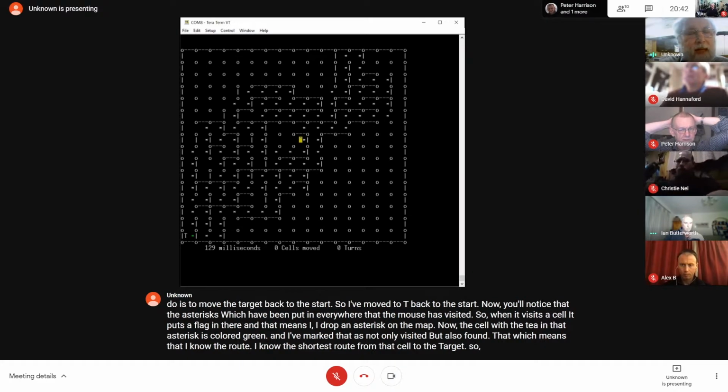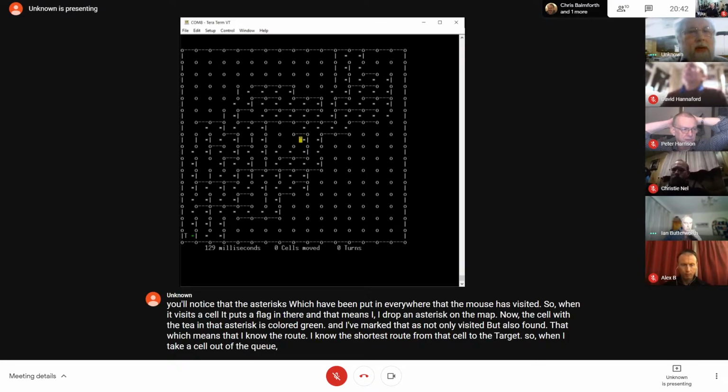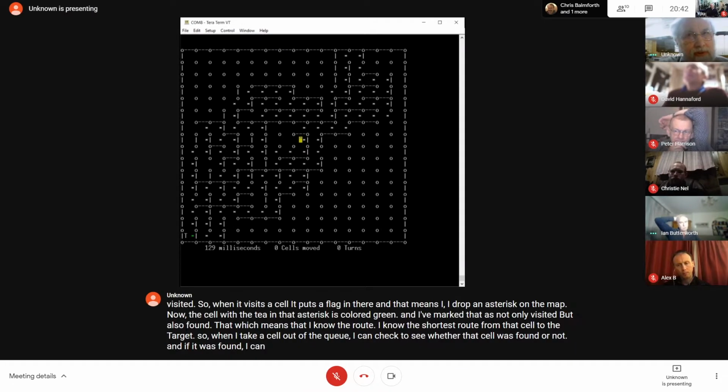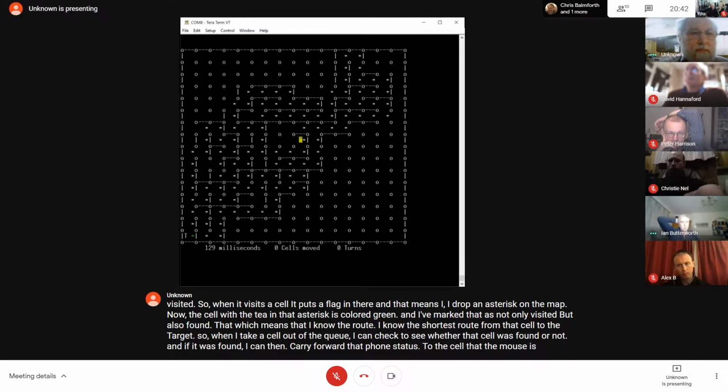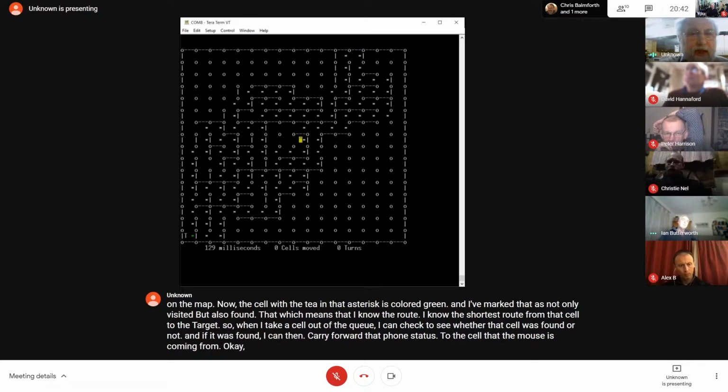That means that I know the shortest route from that cell to the target. So when I take a cell out of the queue, I can check to see whether that cell was found or not. And if it was found, I can then carry forward that found status to the cell that the mouse is coming from, or the next cell. So I can carry forward founds through all the cells that I've visited as I'm doing the solve.